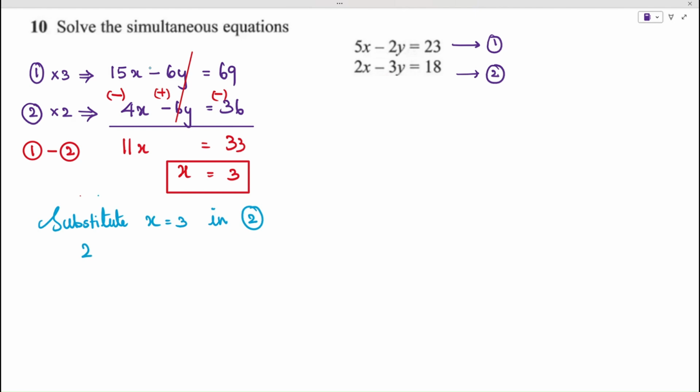So as we said, we're going to substitute it. So 2 times 3 minus 3y is equal to 18. 6 minus 3y is equal to 18. And now what we're going to do is rearrange to isolate y. So we're left with minus 3y is equal to 12. And if we divide both sides by minus 3, we're left with y is equal to minus 4.